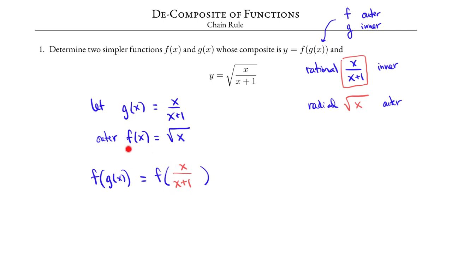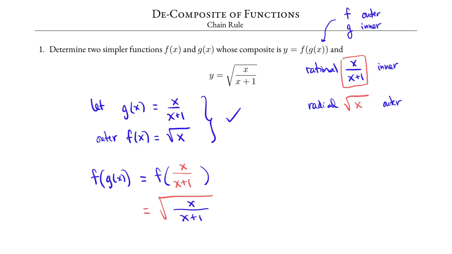So we go to the function f. What does the function f say? We would square root the input, but the input is x over x plus 1. But this is precisely the formula that was given to us. And so this choice of f and g will work.